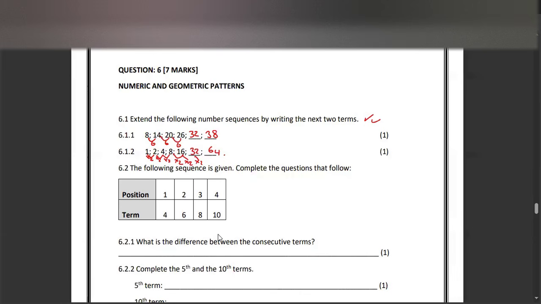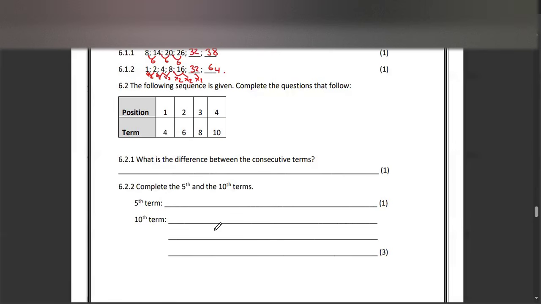Then the following sequence is given. They want us to complete the questions that follow. So if our first term is 4, the next one is 6, and then 10, which means we are adding by 2. What is the difference between the consecutive terms? The difference is 2. Okay. And then can we complete the 5th and the 10th? With the 5th, we're going to have 10 plus 2, which is 12.